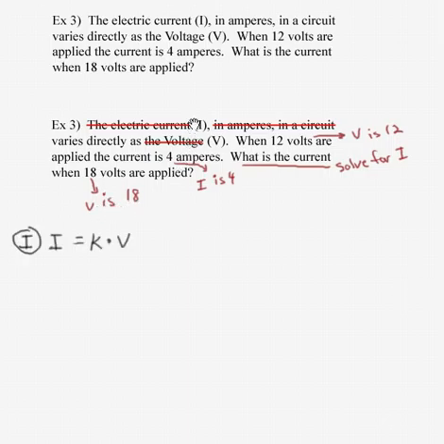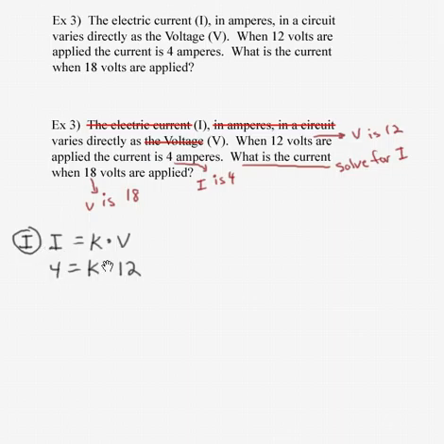So let's start with the first sentence, what's left of it. I varies directly as V. So that's I equals our constant of proportionality times V. Next sentence, V is 12. I is 4, so let's stop at that period.